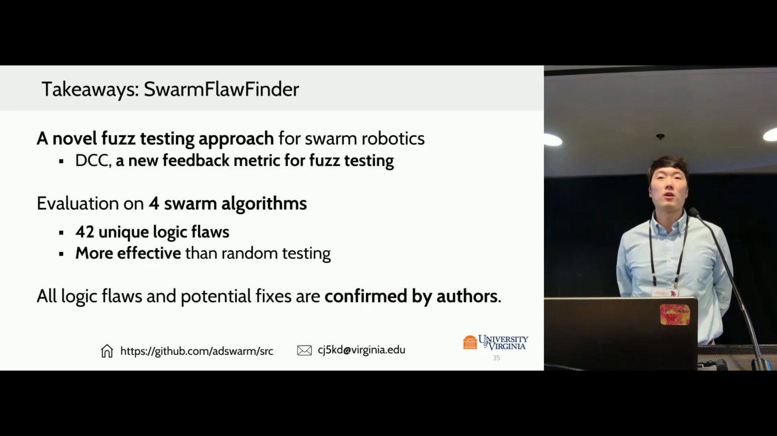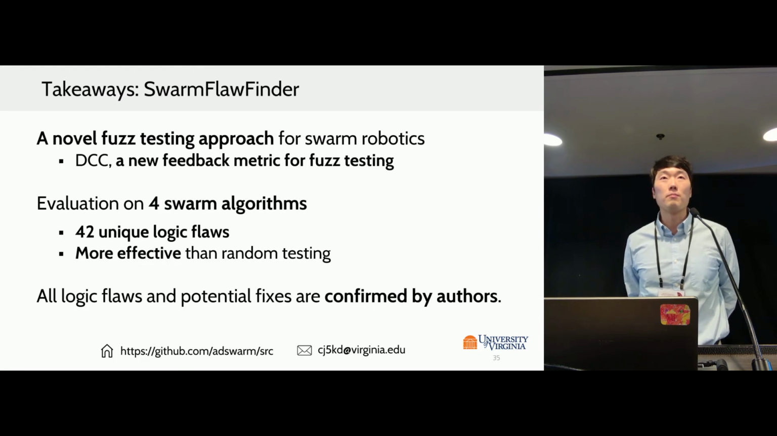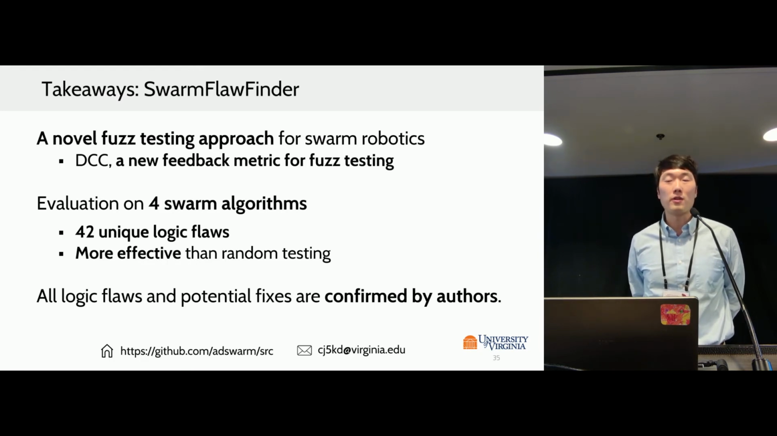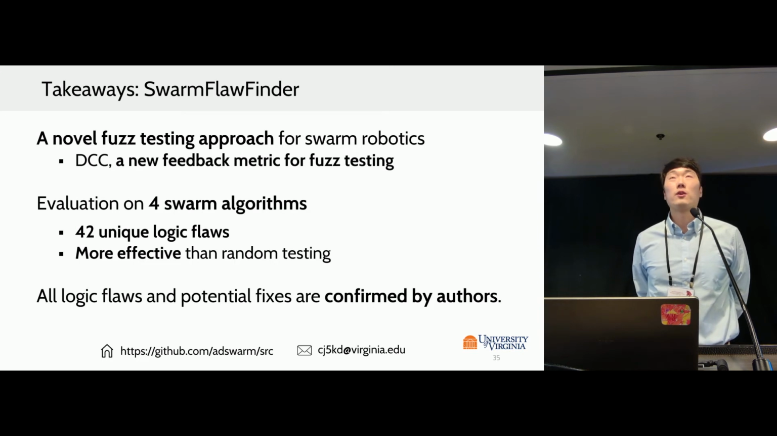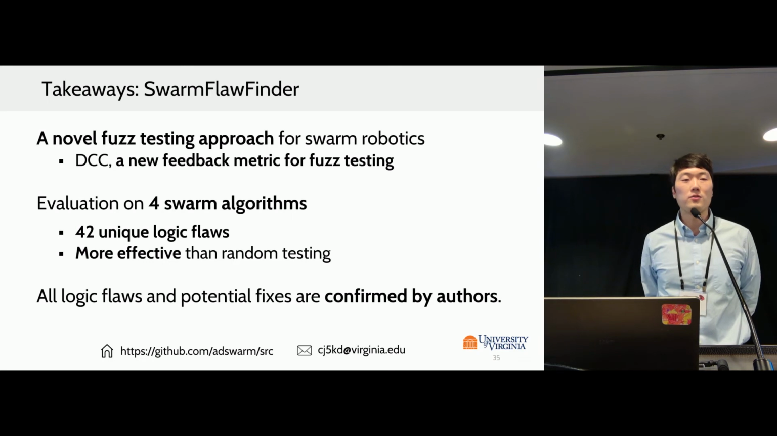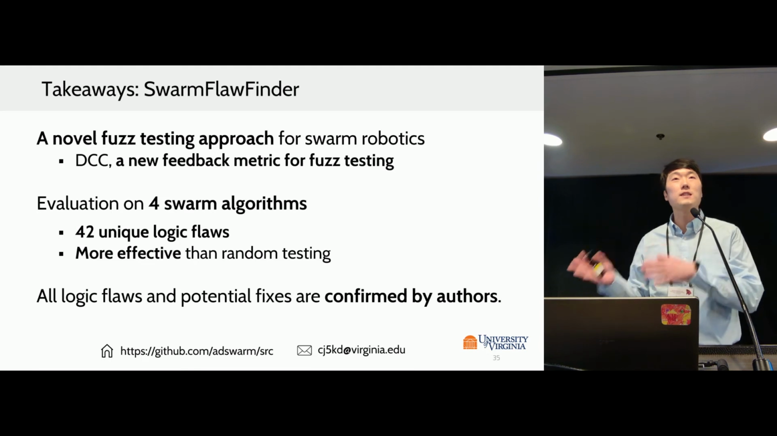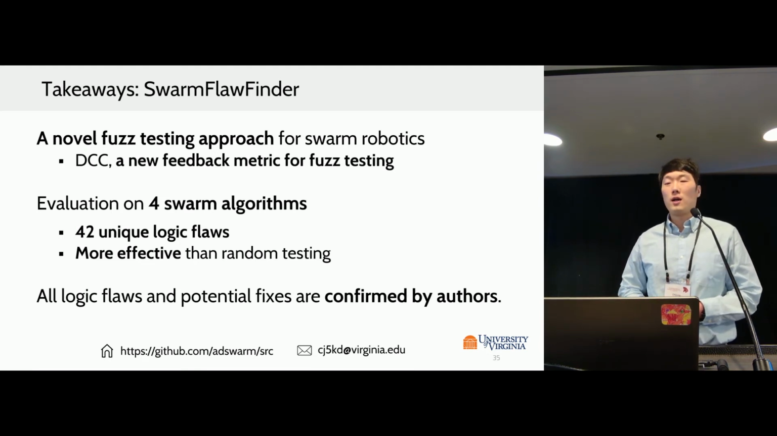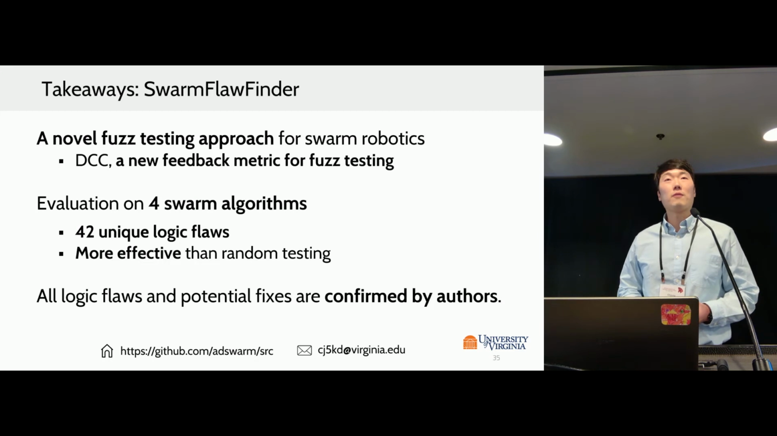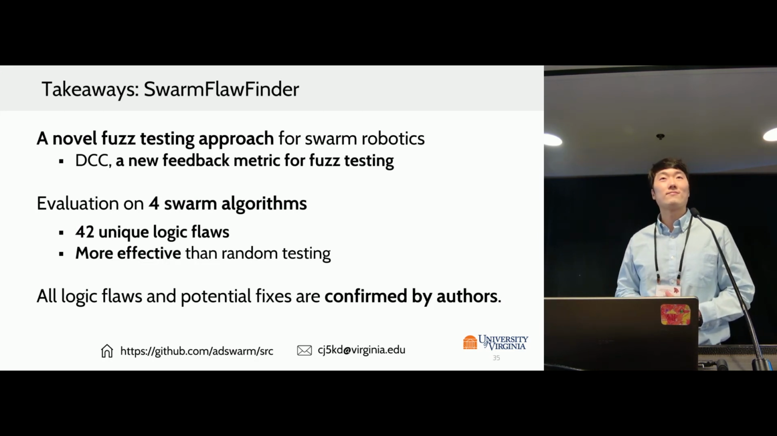Actually, the main goal of this fuzz testing is finding unique swarm behaviors, which is unique DCC values. And as you mentioned, we observed that after around 9 hours, the number of unique DCC values found is saturated. But in this evaluation, we conduct all experiments for 24 hours for each swarm algorithm. So yeah, it saturates after around 10 hours.